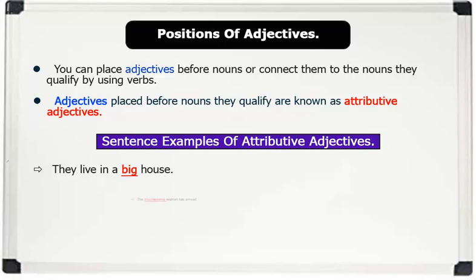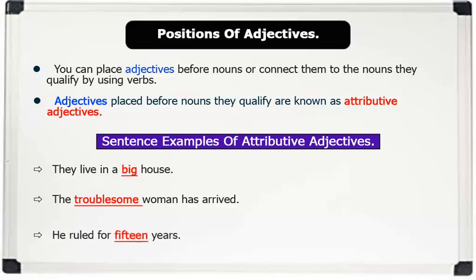2. The troublesome woman has arrived. For this sentence, the adjective troublesome is placed before the noun, woman. 3. He ruled for 15 years. Let's go over to predicative adjectives.